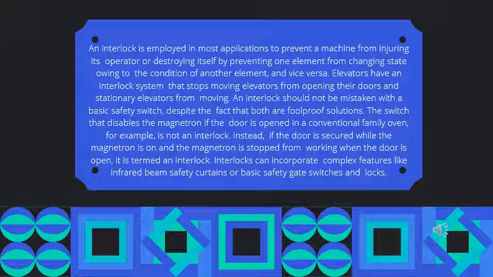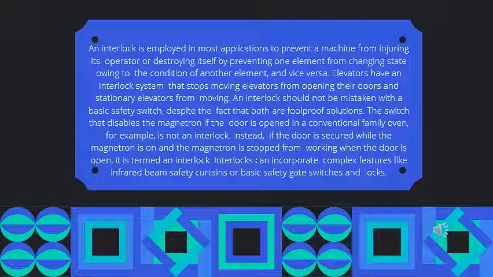So these are the applications. An interlock is employed in most applications to prevent a machine from injuring its operator or destroying itself by preventing one element from changing state owing to the condition of another element, and vice versa. Elevators have an interlock system that stops moving elevators from opening their doors and stationary elevators from moving.